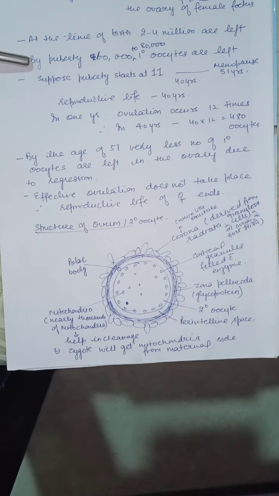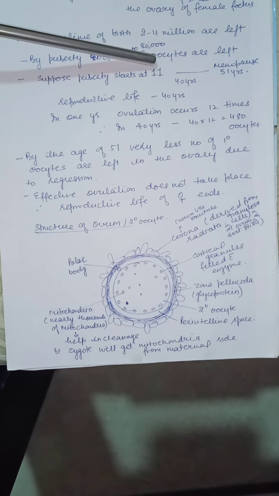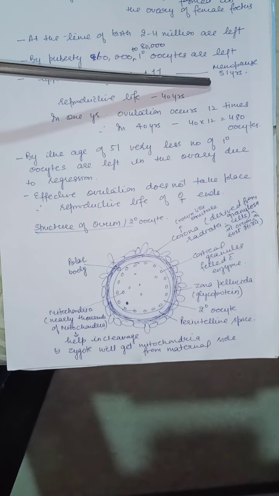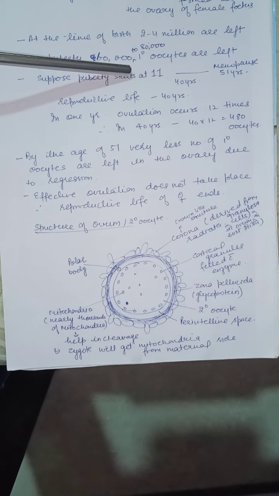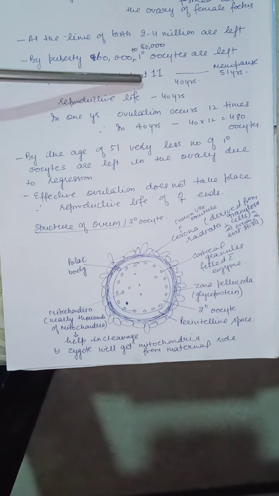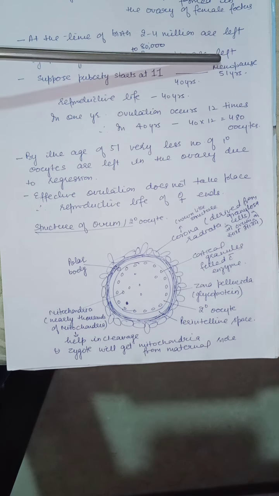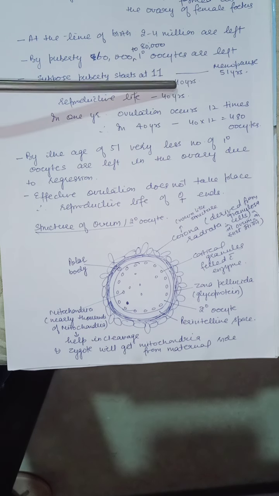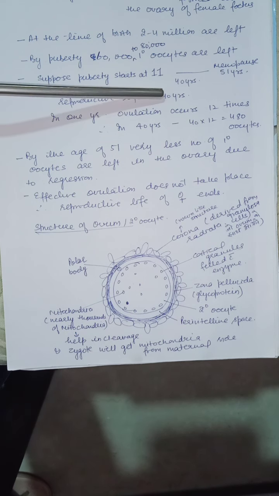Suppose, children, this is some sort of calculation. Suppose puberty starts at the age of 11 and menopause occurs at the age of 51 years. What is start of puberty? That is start of menstrual cycle, which we'll discuss in the next lecture. So if puberty starts at 11 and menopause means stoppage of this menstrual cycle at 51 years, then for 40 years the eggs will be released. So reproductive life is of 40 years.